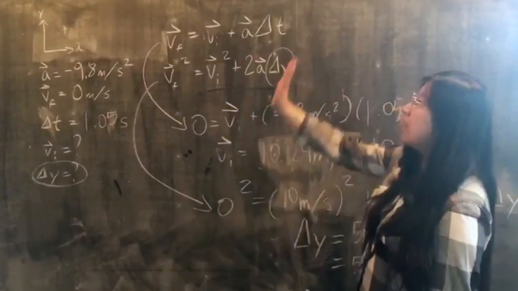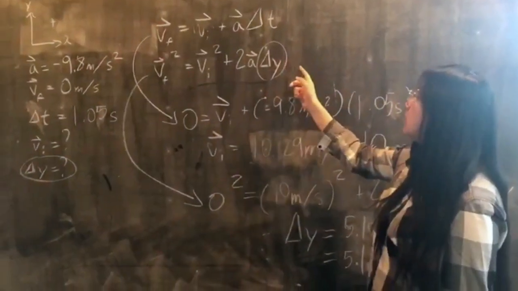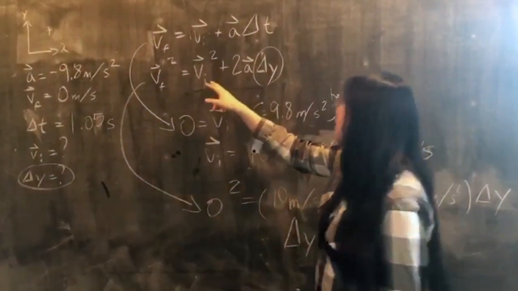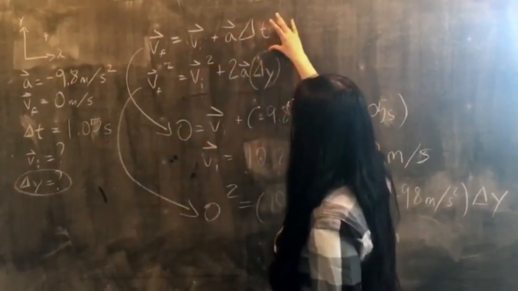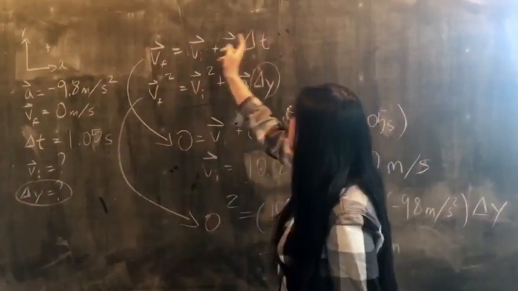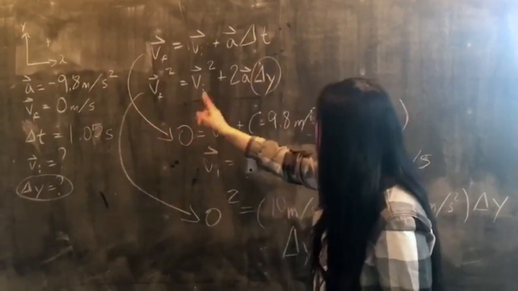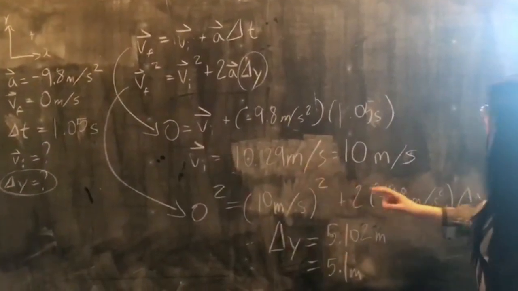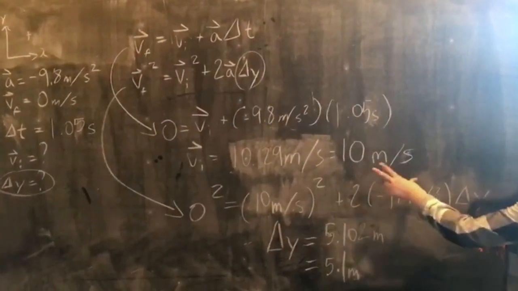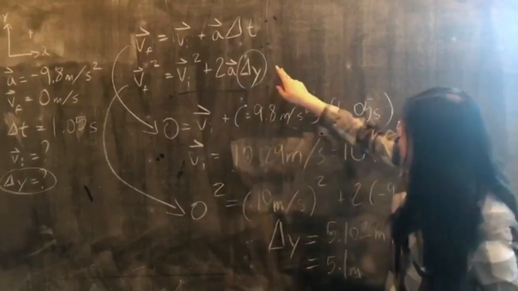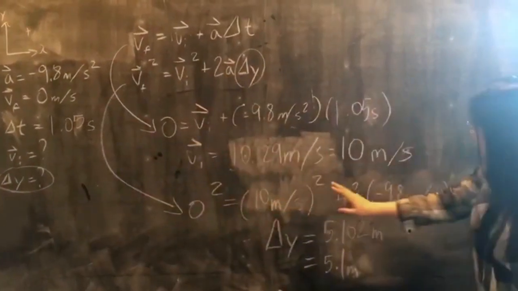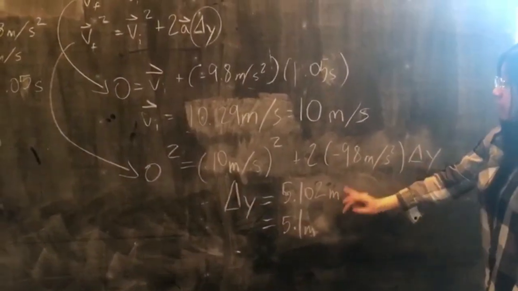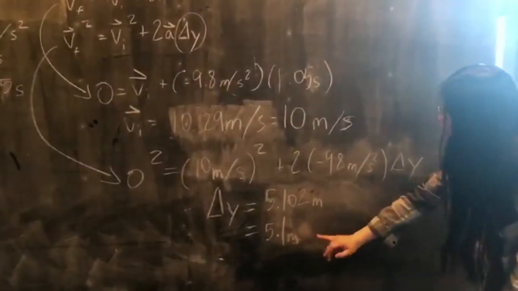Now, we can use kinematic equations to find vertical displacement. Unfortunately, for this question, you need initial velocity. So to find initial velocity, we can use this equation, which we can solve for. So we solve for initial velocity by subbing in the values, and we get 10.28 meters per second, which due to sig figs is actually 10 meters per second. Sub that into this equation now, and we get vertical displacement of 5.102 meters, which due to sig figs is actually 5.1 meters.